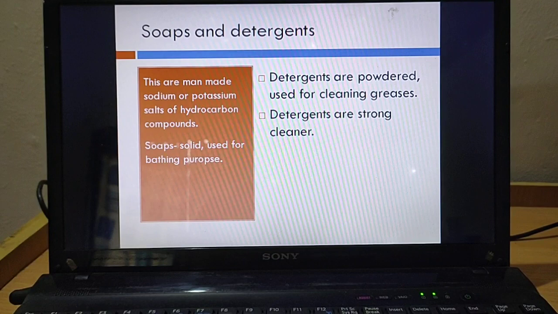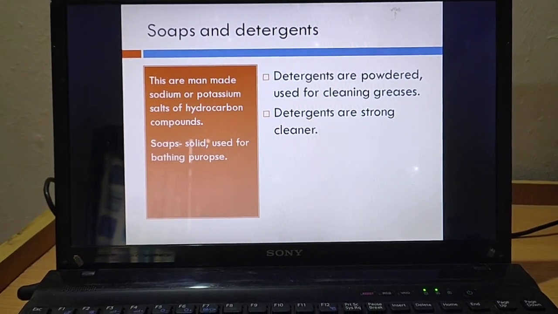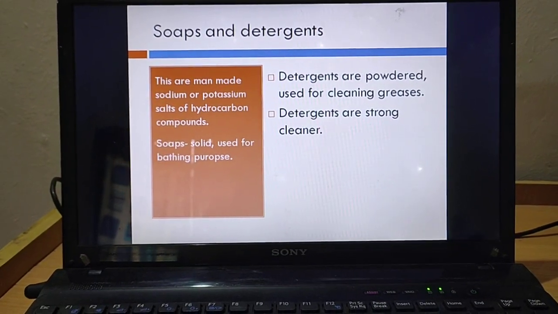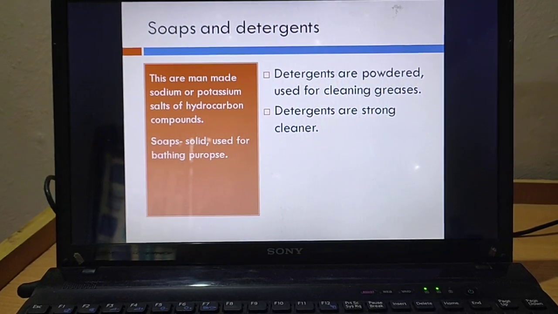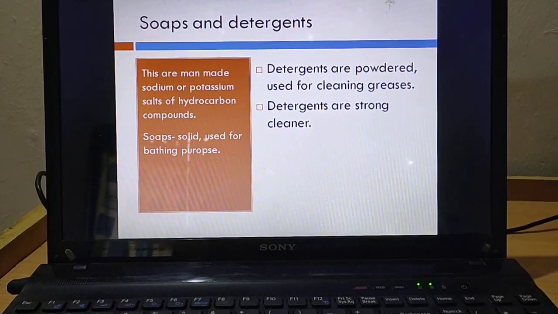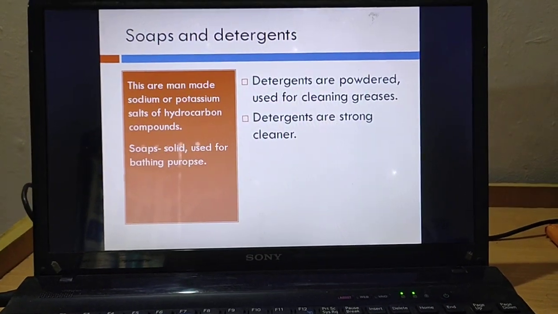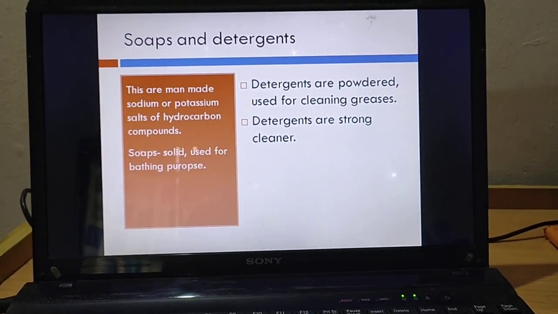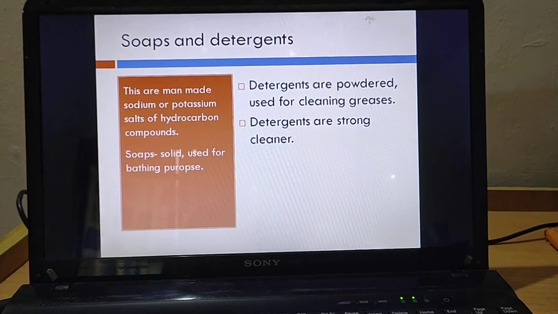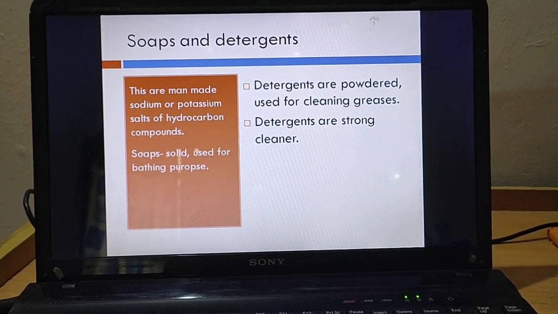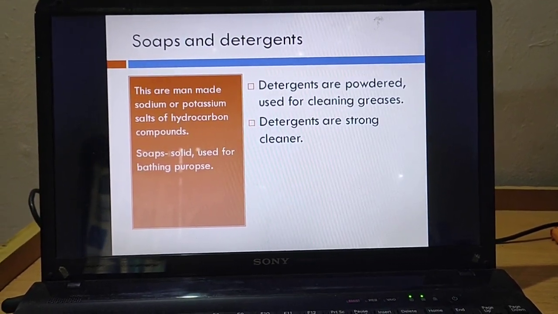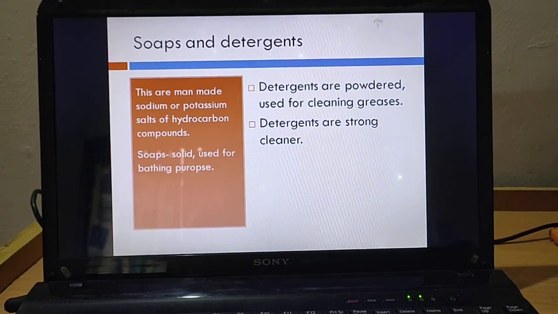Their main purpose is for bathing or cleaning clothes also sometimes. Then detergents. What are detergents? They are powdered substances specially used to clean greases, to clean the floor, to clean the utensils or different items. Detergents are strong cleaners as compared to soaps.